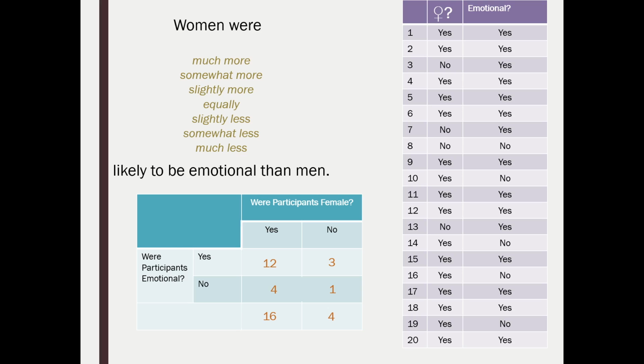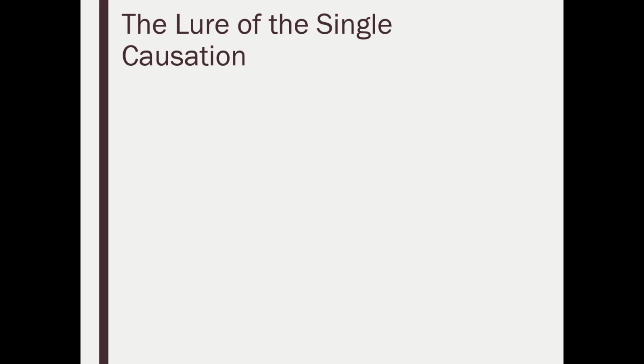So there are lots of ways that we can kind of break down the patterns in data and look at the effects of 2 independent variables interacting with each other.